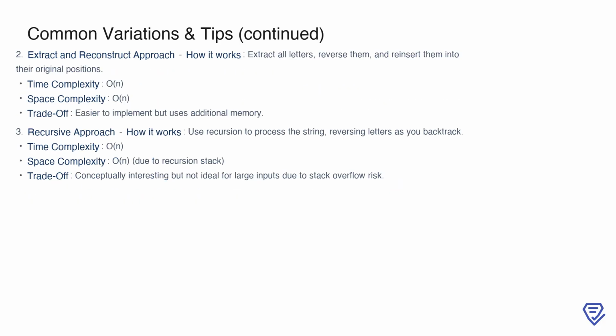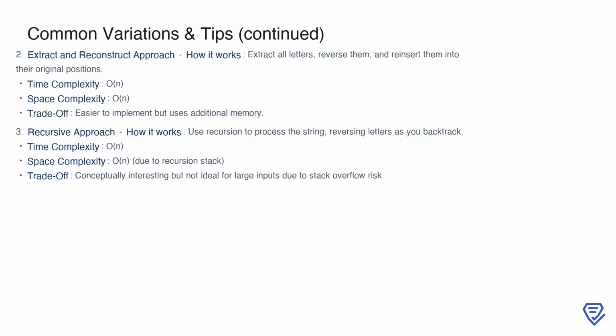Another approach to consider is the extract and reconstruct method. With this technique, you first extract all the letters, reverse them, and then reinsert them into their original positions within the string. While this method also runs in O(n) time, it uses additional memory, making its space complexity O(n). The trade-off here is that it's easier to implement, but it's less memory efficient.